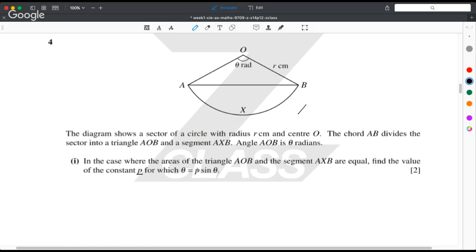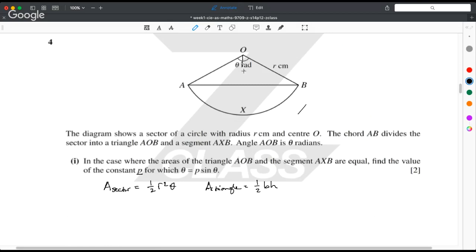So firstly, we know that the area of the sector, the whole thing, is 1/2 r squared theta. And we know that the area of a triangle is 1/2 base times height. Well, what's the base and height of this triangle?